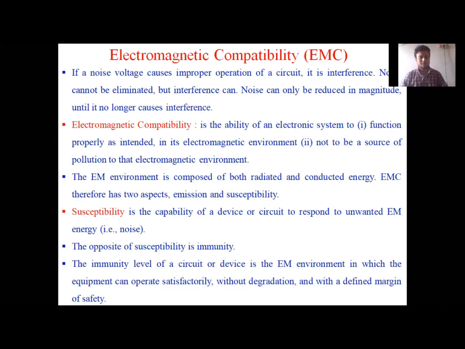there are two aspects coming into picture due to these two radiations, conducted emissions and radiated emissions: emission and susceptibility. What is this susceptibility? Its name itself indicates susceptibility. What is susceptibility? It is the ability of a device or a circuit or an equipment to respond to an unwanted energy, unwanted signal, unwanted noise.